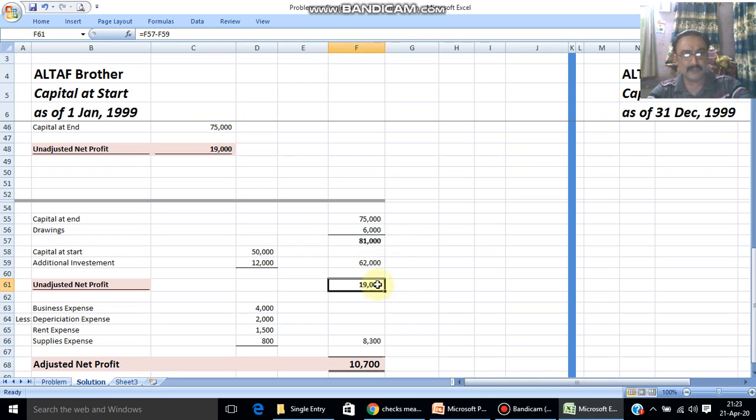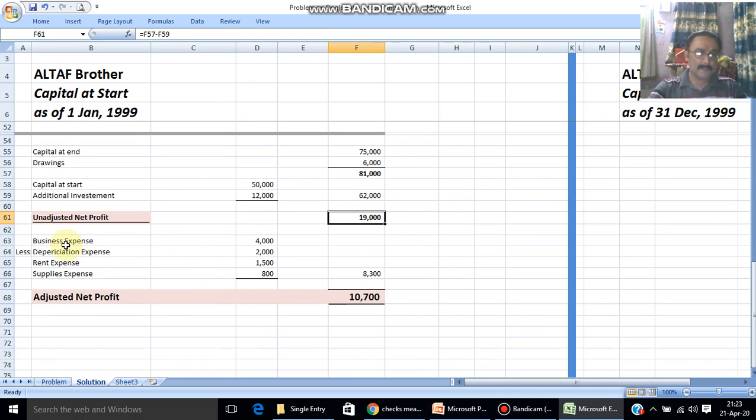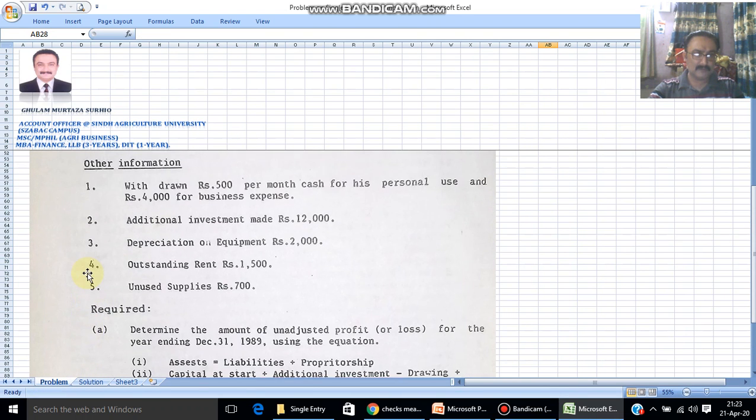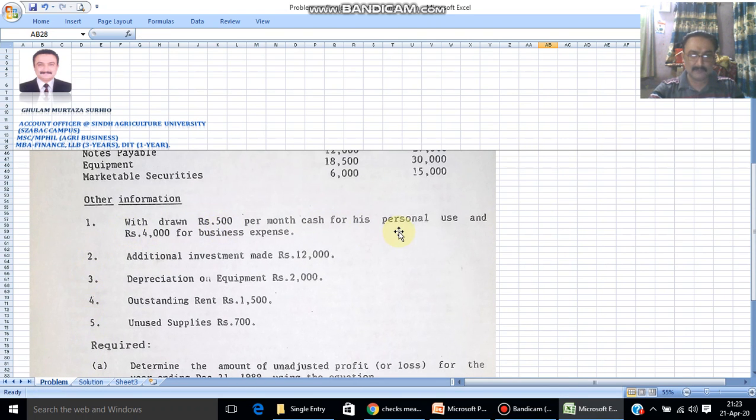And at the end, we had 19,000. This is equal to this one. Okay. Now, as you see, in statement number 1, there was drawing plus 4,000 that was used for personal use. This was our business expense.